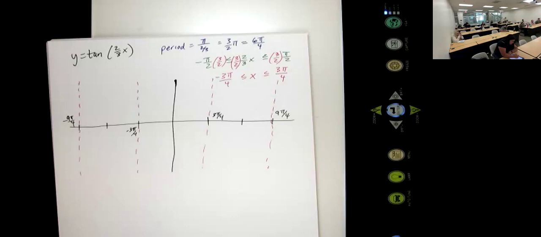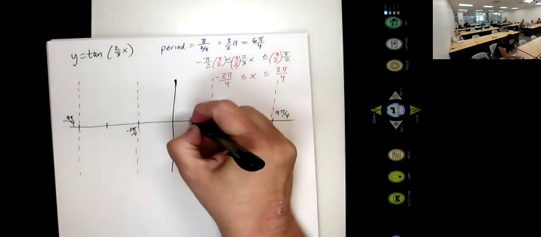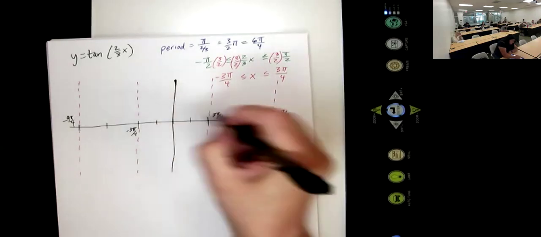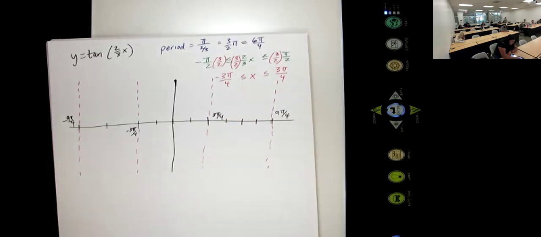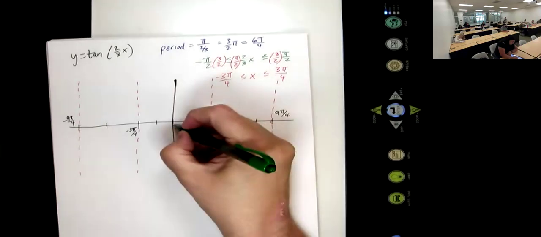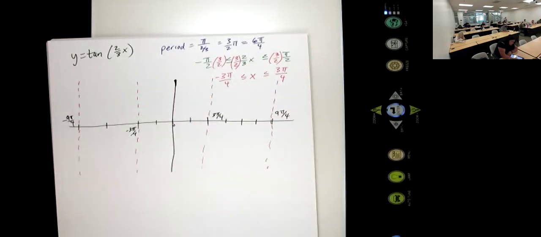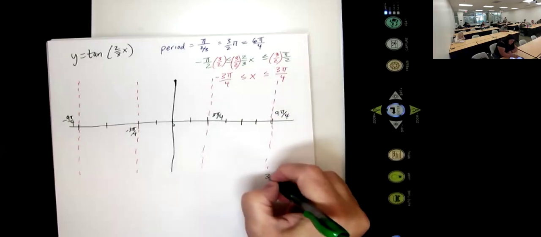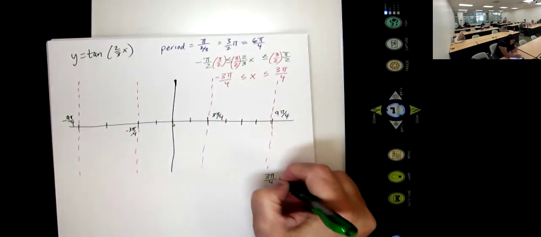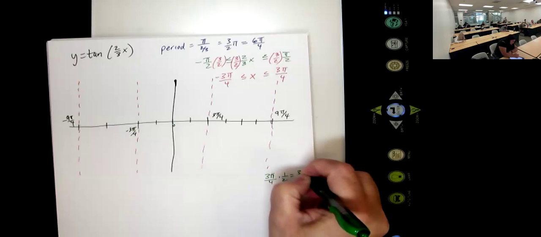All of these would get broken down into four departments, or 3 dividers. This divider is fairly easy at 0. If I'm going halfway between 0 and 3 pi over 4, I just multiply 3 pi over 4 by 1/2, and I'll get the halfway point, 3 pi over 8.